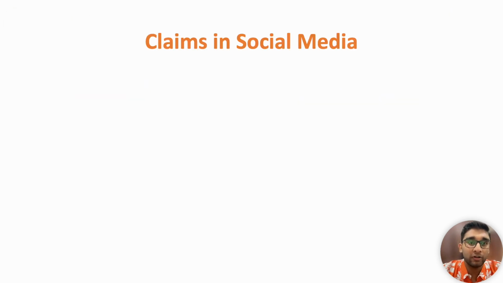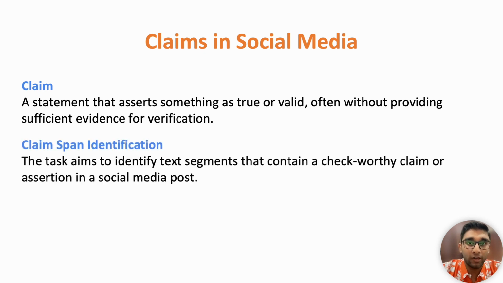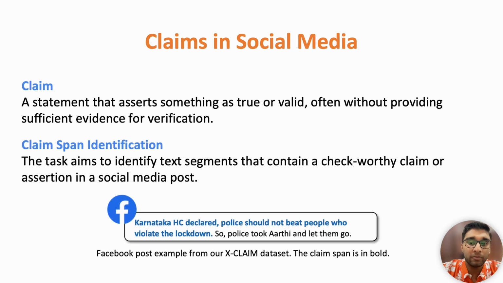Let me start with a brief introduction to the claims in social media. A claim is defined as a statement that asserts something as true or valid, often without providing sufficient evidence for verification. The task of claim span identification aims to identify the textual segments containing claims made in a social media post. For example, this Facebook post makes a claim that Karnataka High Court declared that police should not beat people who violate the lockdown, and thus the CSI task here focuses on identifying the blue text in this example, filtering out the remaining irrelevant text present.